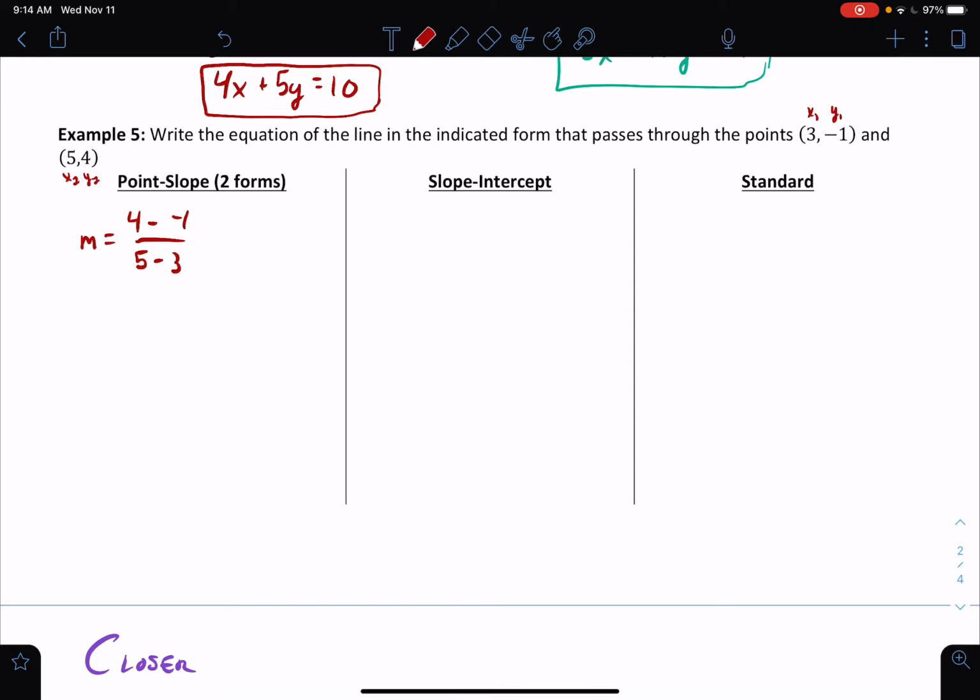Okay, subtract the y's on top, subtract the x's on the bottom. So 4 plus 1 is 5. 5 minus 3 is 2. So my slope is 5 halves.